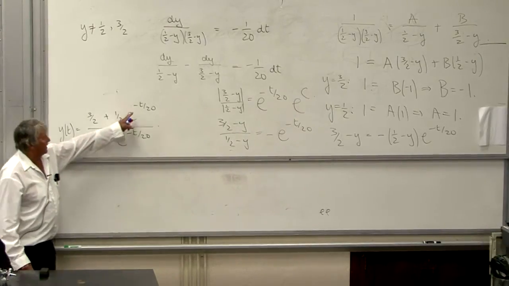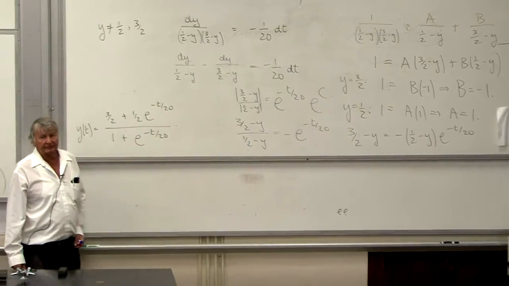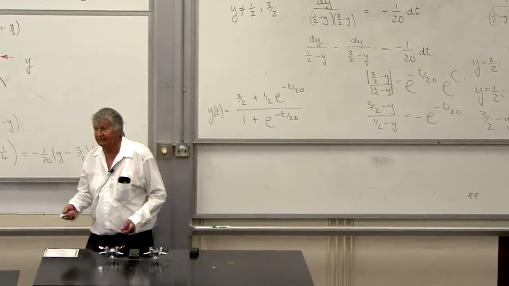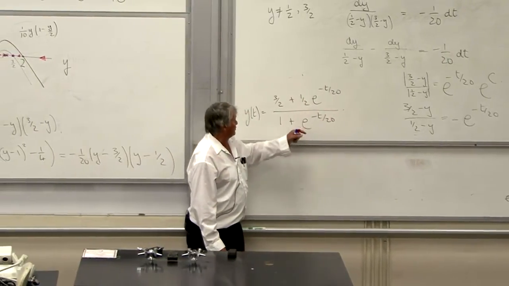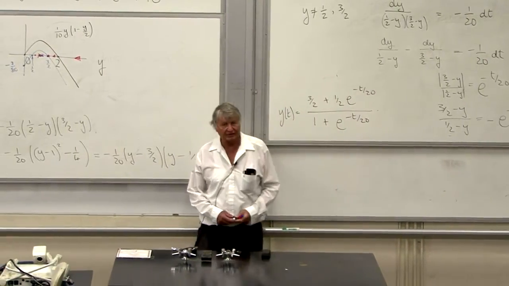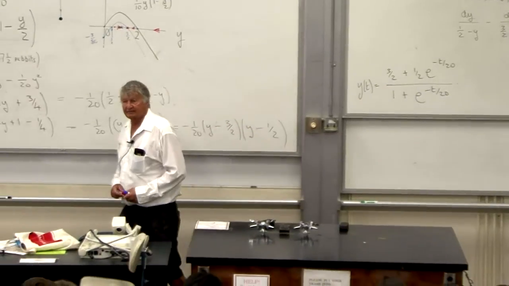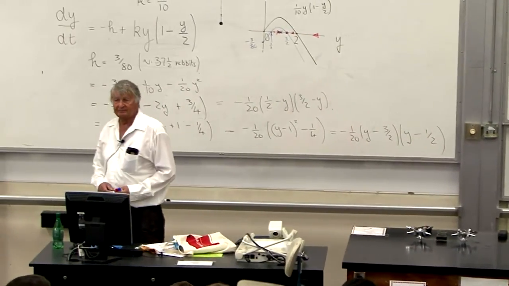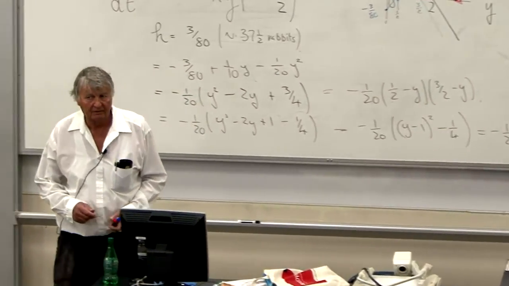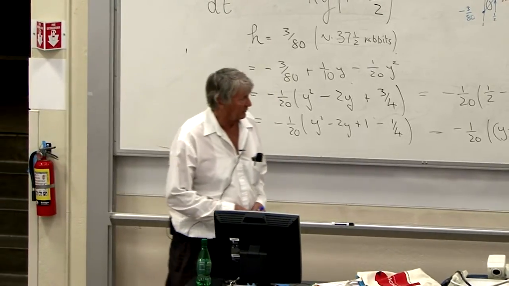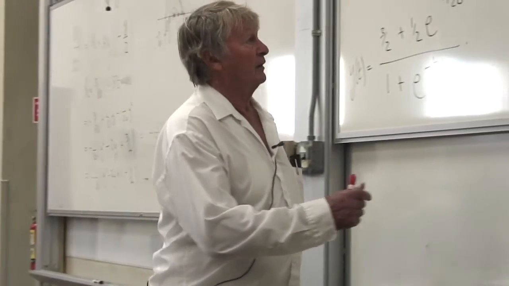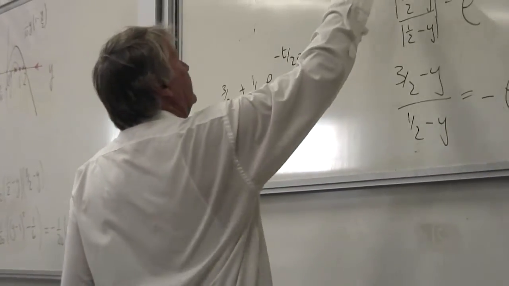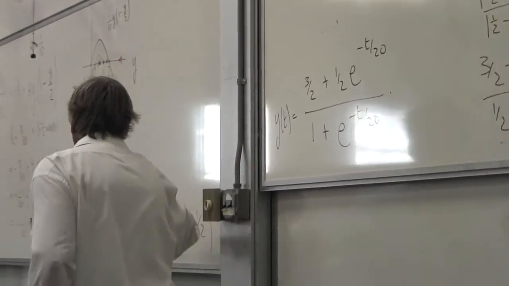As t gets large, if t is, say, 100, then this goes away, and so I tend to 3/2. Yes? Why did I change from, here?